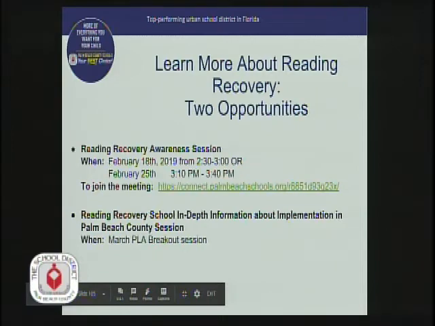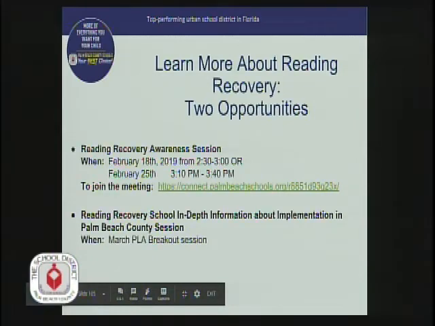If you hear and you go, all right, I'm interested, I want to know more, we're going to have some breakout sessions during the March PLA. Come to one of the breakout sessions. That's not a commitment either. You may come to the March breakout session and go, I changed my mind, not for me, and that's okay. All right, you're opting into it if you wish to do it.